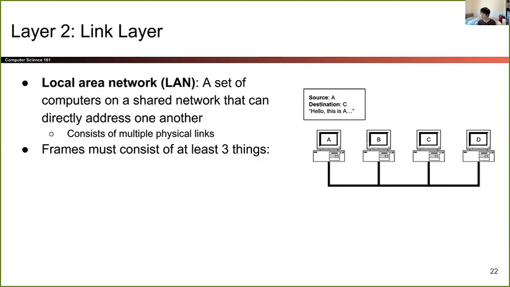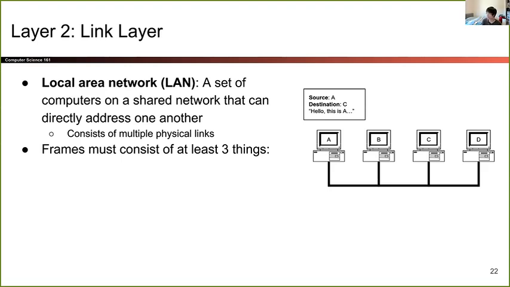Generally, these are going to consist of multiple physical links. So oftentimes you don't see literally a giant bar with all of the devices connected to it at the same time. But we won't worry about that too much. And I do have a blue slide next that talks briefly on that.